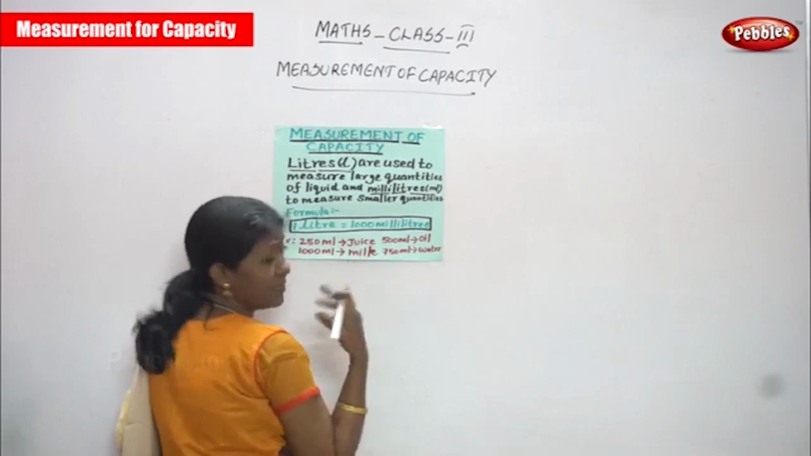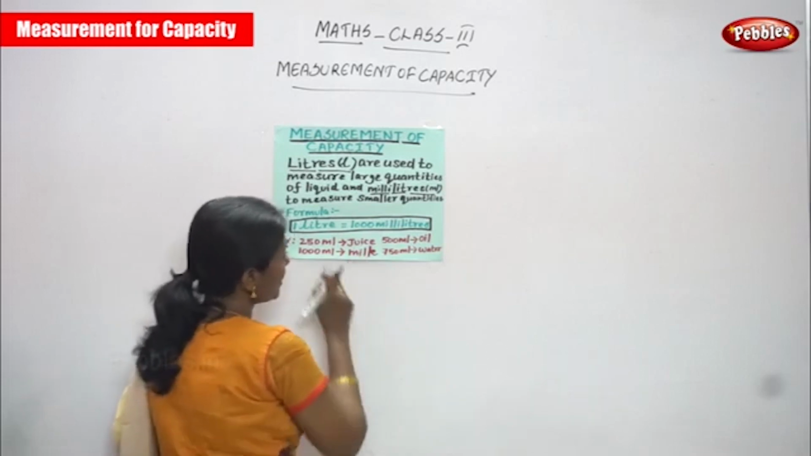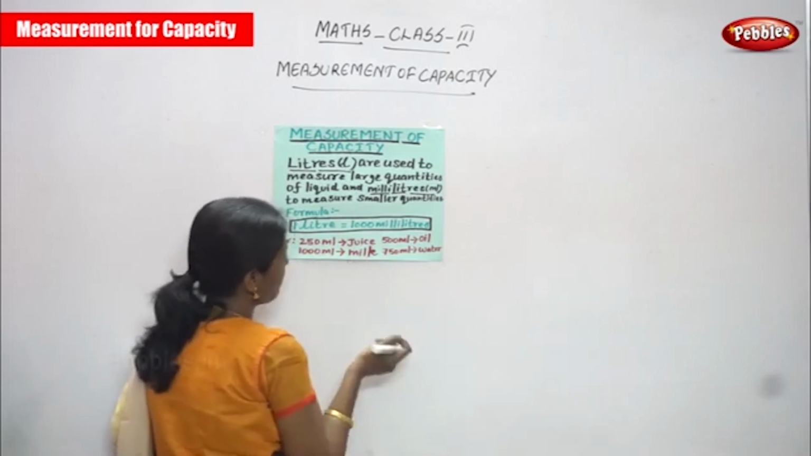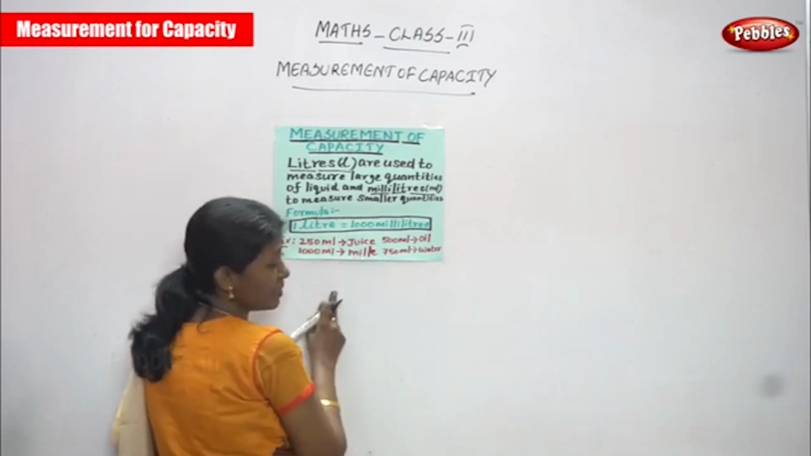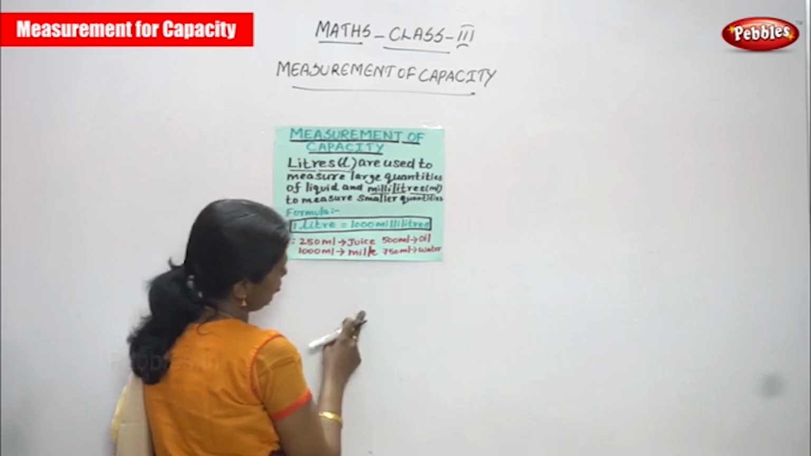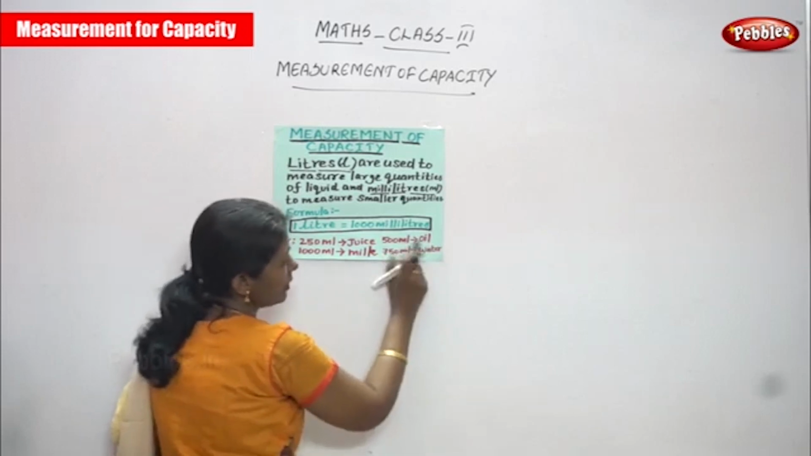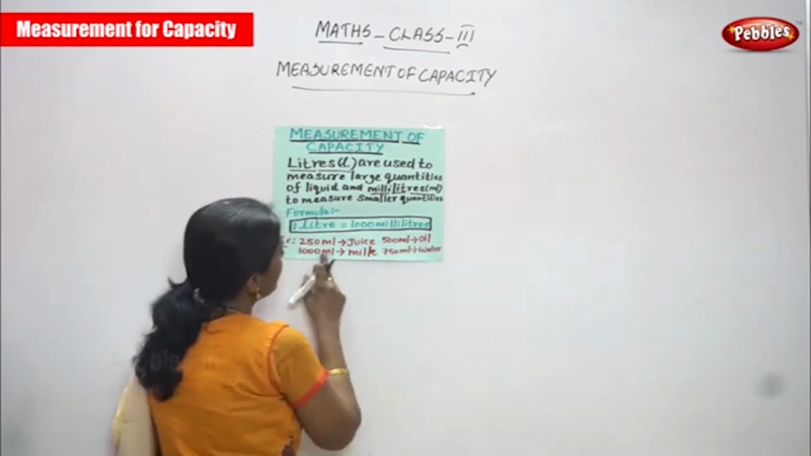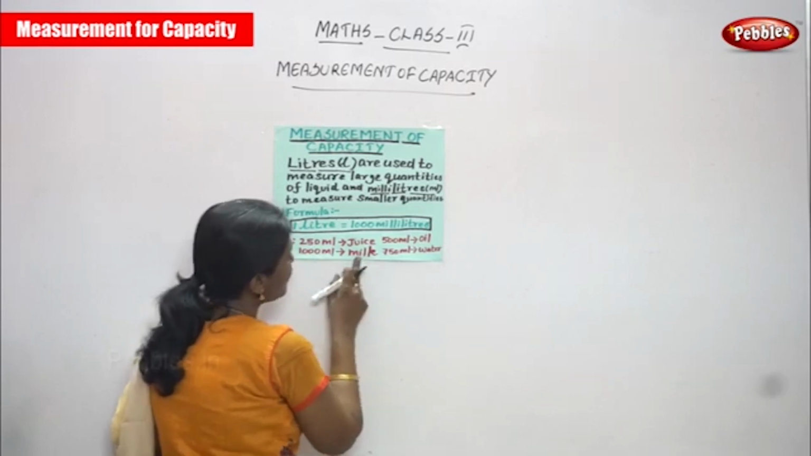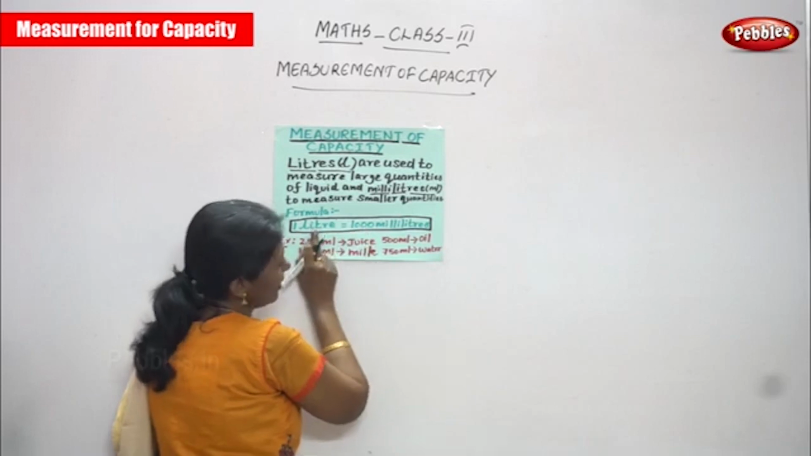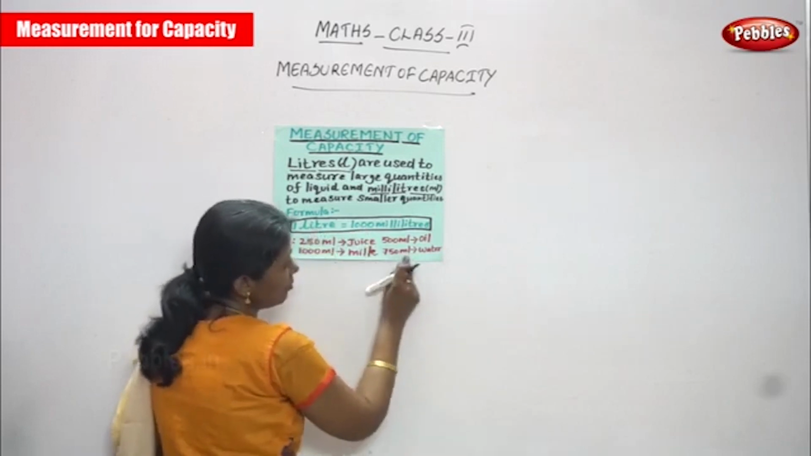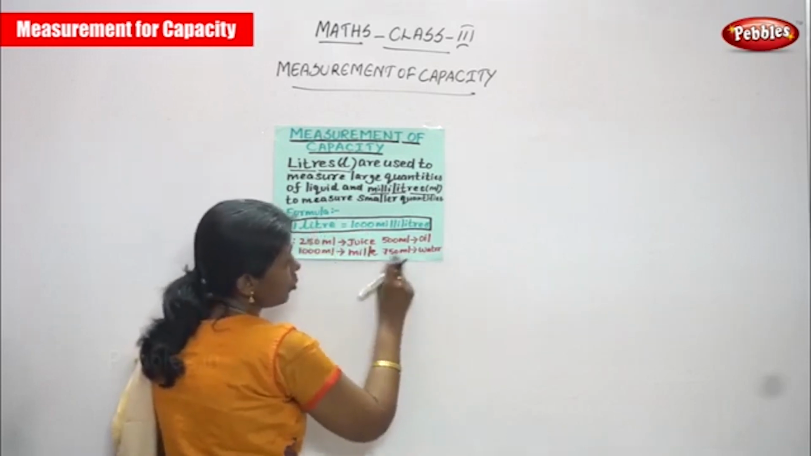Otherwise, if you want to say 500 ml of juice, we can call it half a liter. 500 ml means nothing but half a liter of juice. Here 500 ml of oil is half a liter of oil. Here 1000 ml of milk is 1 liter of milk. 1000 ml is equal to 1 liter. And 750 ml of water.